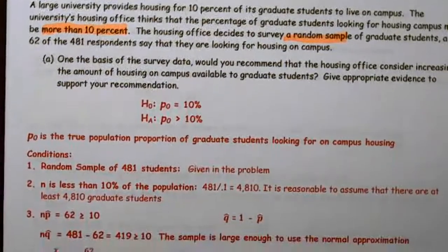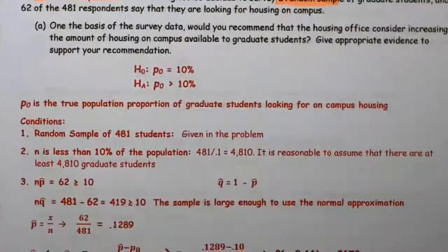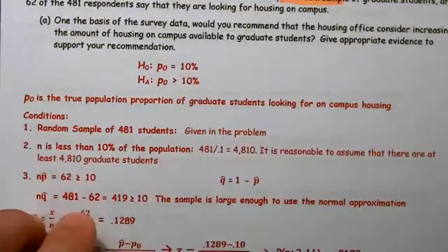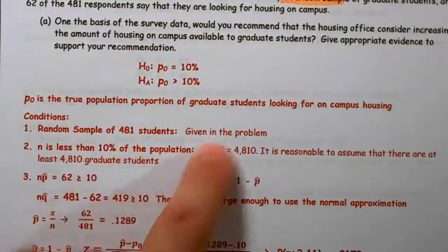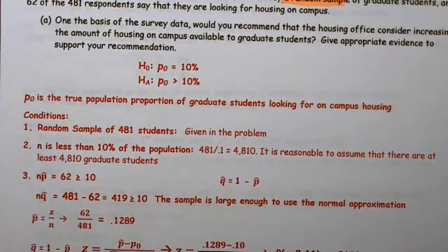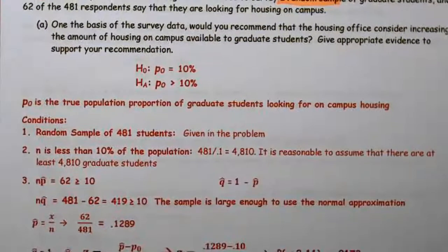Awesome. Then I need to go through my conditions. First condition, random sample. They told me it's a random sample of 481 students. It's given in the problem. If I just say random sample and given in the problem, that's great. Then I need to check that N is less than 10% of the population. To check that, I take the sample size of 481 and either multiply it by 10 or divide it by 0.1, and I get 4,810. Then I make a comment: it's reasonable to assume that there are at least 4,810 graduate students. Obviously, this is a fairly large university.